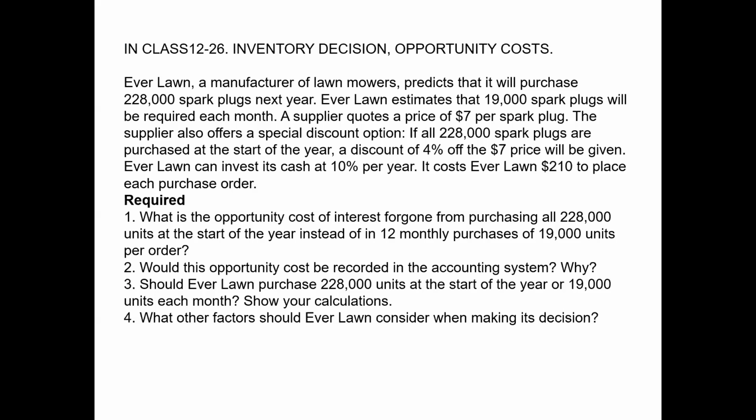So if they do it monthly, it's going to be 210 times 12. If they do it once, that cost will only be $210. So one, required: what is the opportunity cost of interest foregone from purchasing all 228,000 at the start of the year instead of in 12 monthly purchases of 19,000 units per order.